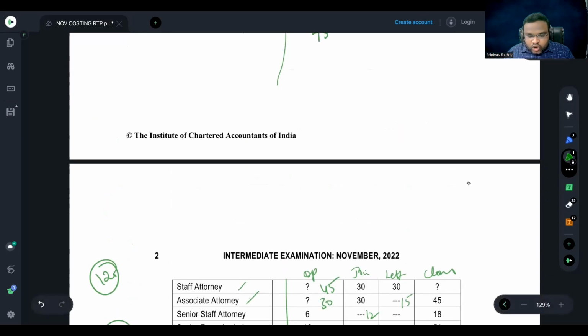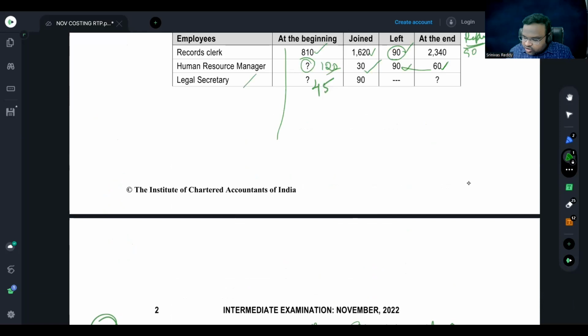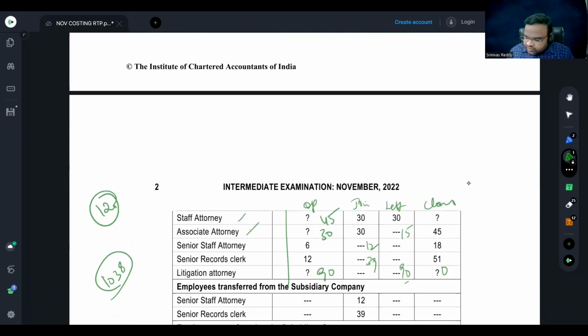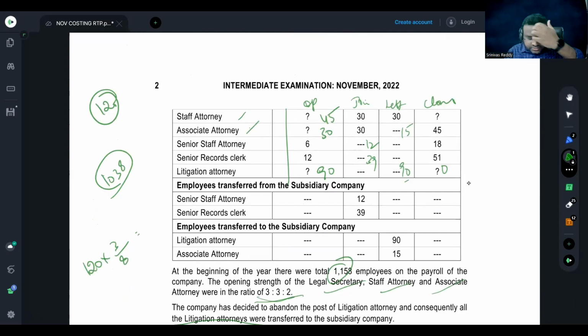So that means if I add all these things, which is 810 plus 120 plus 45 plus 45 plus 30 plus 6 plus 12 plus 90, how much should it be equal to? 1158. Right.